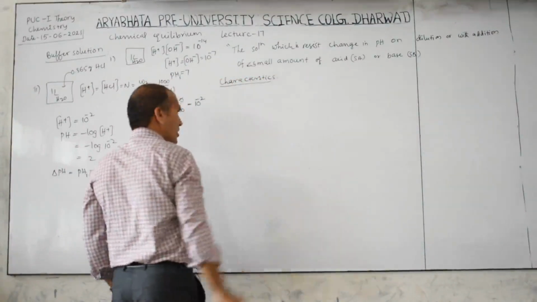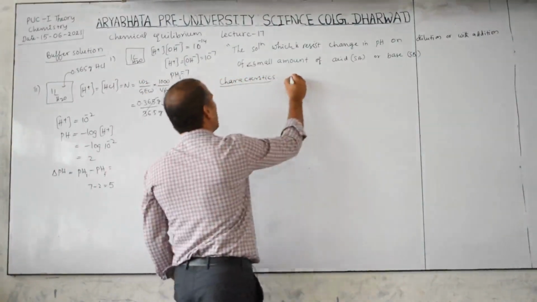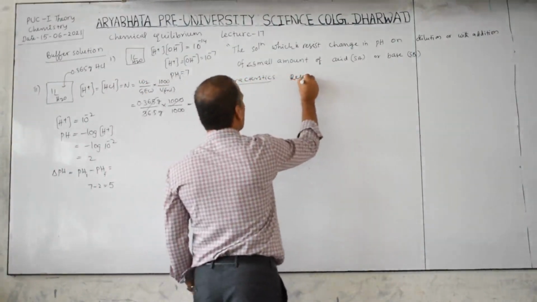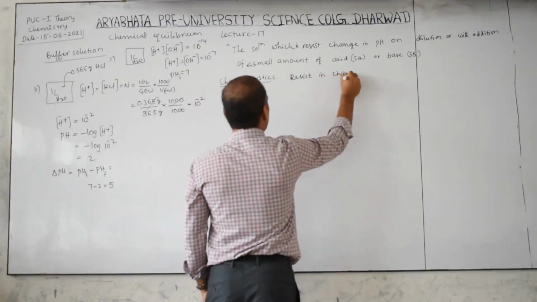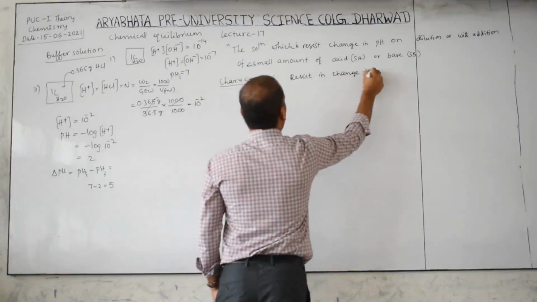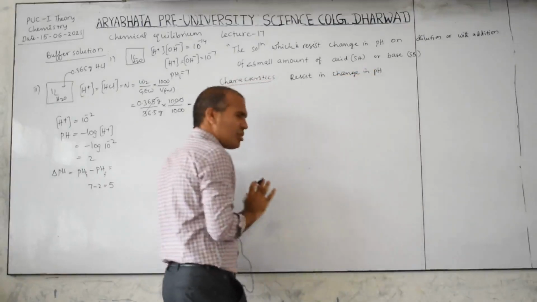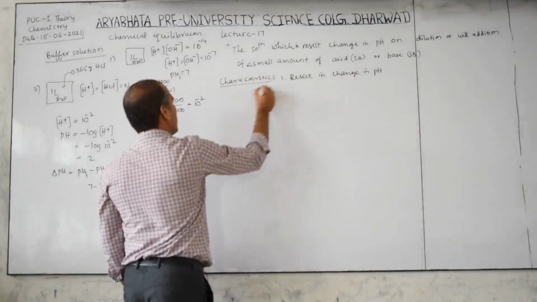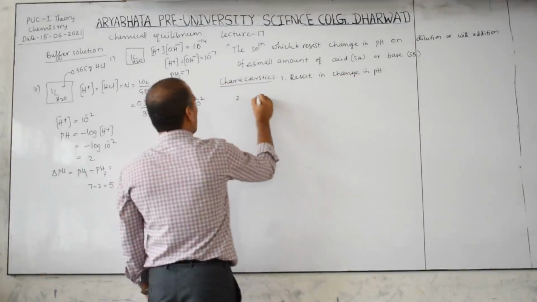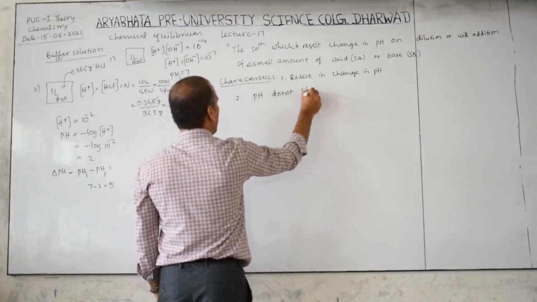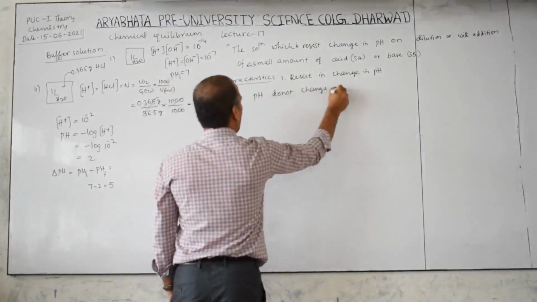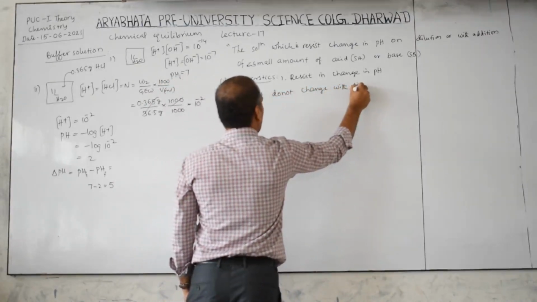What are the characteristics? Resistance, resist in change in pH. It means do not change. That is the first point. Second point, pH do not change with time.